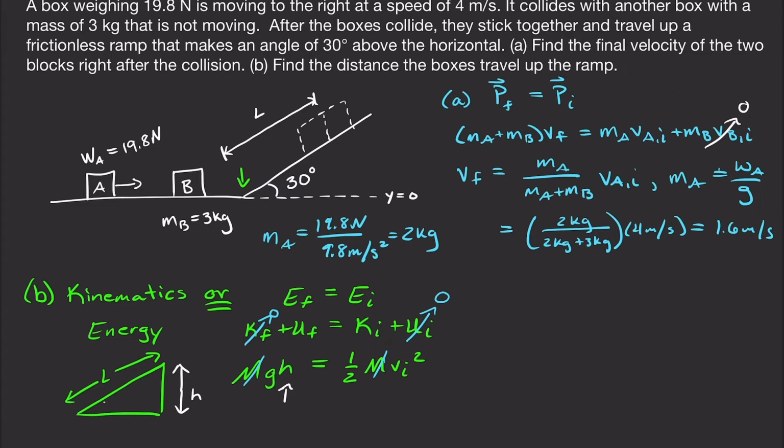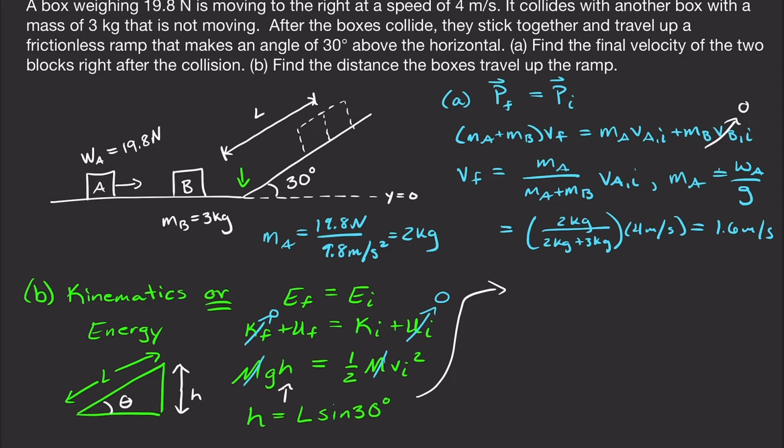So since we're given this angle of the ramp, we need to find h in terms of L. If we do that, h is the opposite side, so h will be the hypotenuse L times sine of this angle, which is given to us as 30 degrees. So now we can move everything over and plug it in.